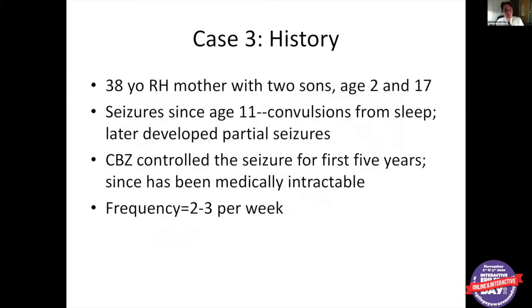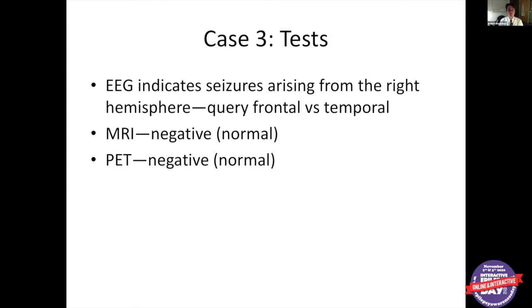Okay, the final case, and I promise it won't be long. This is a 38-year-old mother of 2 children, so she has somehow functioned in spite of her seizures, and in spite of 2 to 3 per week of these pretty significant disabling seizures. She's had them since she was 11 years old. They used to be only nocturnal and relatively infrequent, but gradually over the years became daytime seizures, developed partial onset seizures that would frequently turn into convulsions, not always. She did well for 5 years, but only 5 years. And she's tried numerous medicines since.